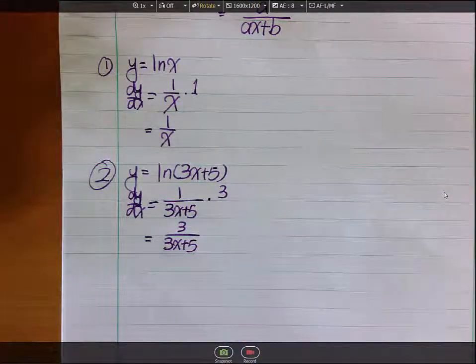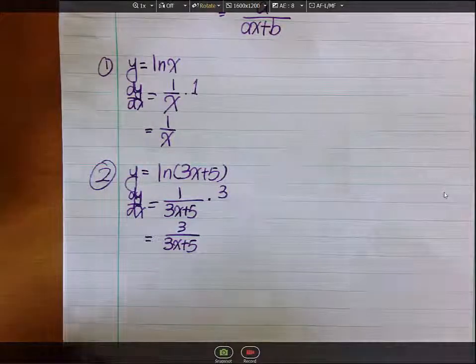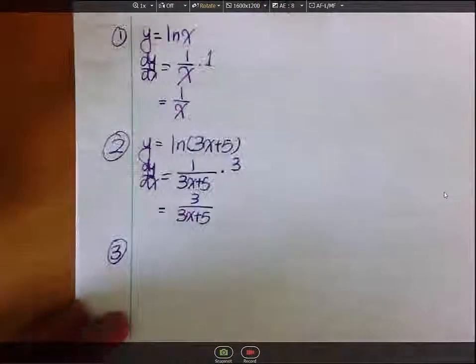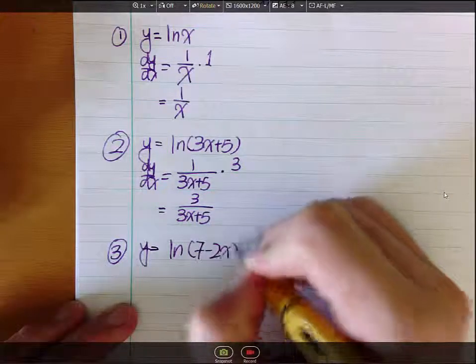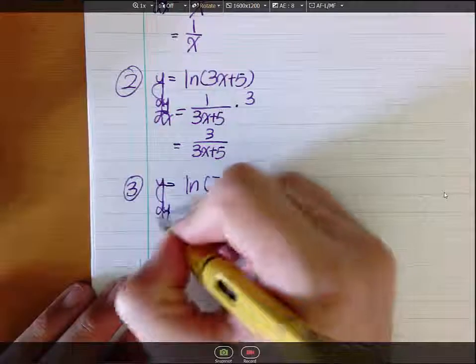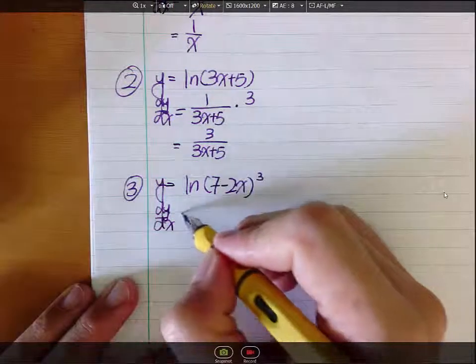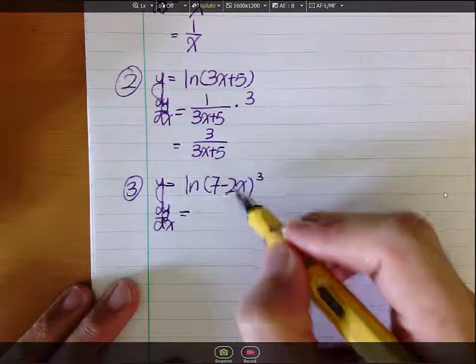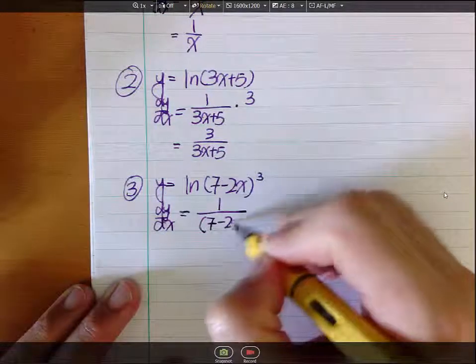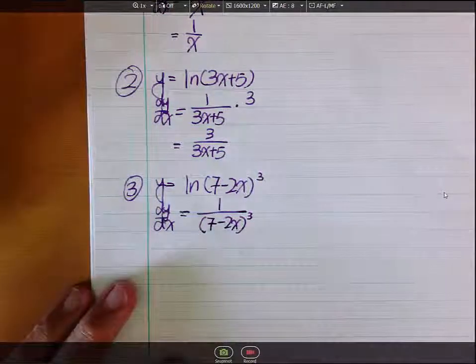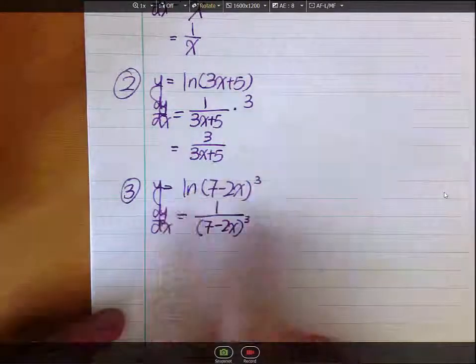Okay, so far? Now we move on to something a bit more complicated. Part 3: we have y equals ln of (7 minus 2x) cubed. First and foremost, I differentiate y with respect to x. First, we always take the inverse of what is inside here. So I take the inverse of (7 minus 2x) cubed, and I get 1 over (7 minus 2x) cubed. Then we have to differentiate everything inside here.